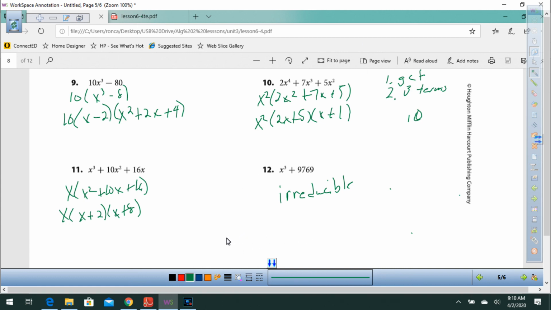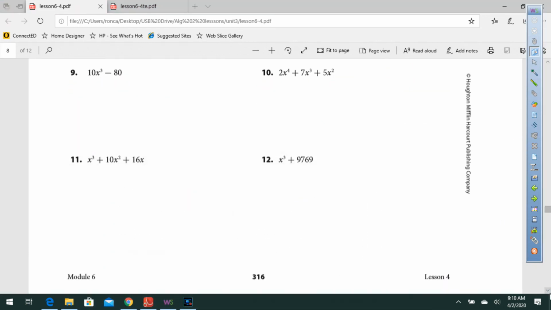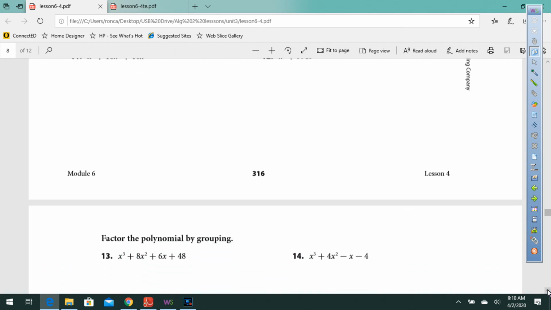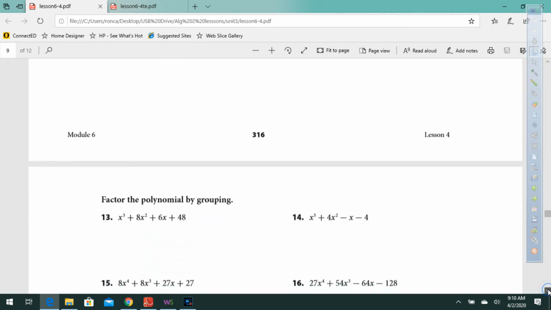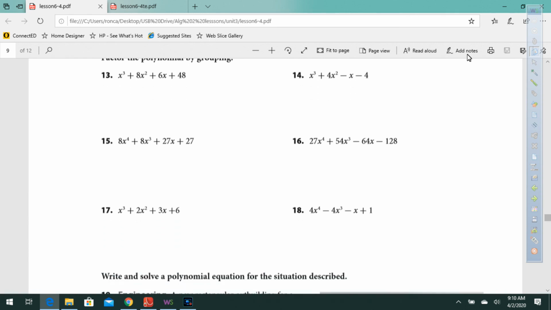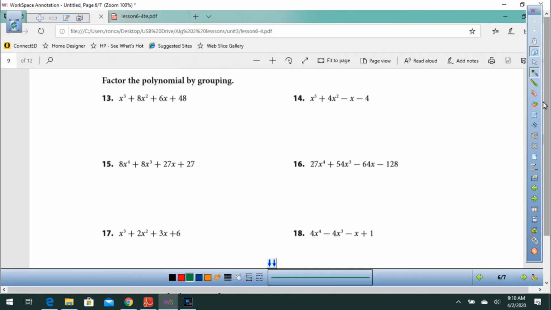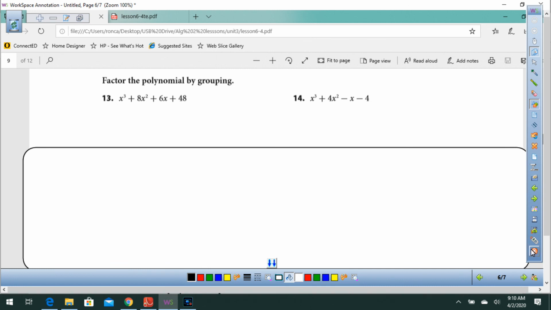All right, folks. Great job. I'm going to put a couple on the form for you to try. Oh, I'm sorry. We need to do grouping. We didn't do grouping. You almost got out of it. All right. You'll like grouping. Grouping's fun.